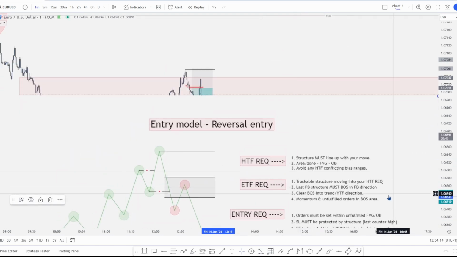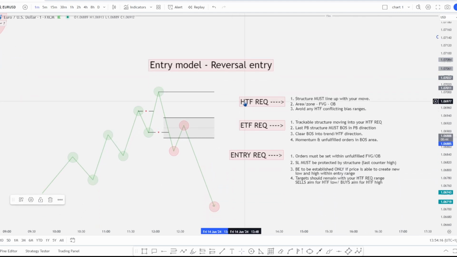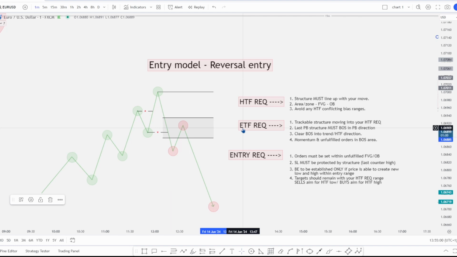To start things off, we have a higher time frame requirement, an entry time frame requirement, and then a requirement for the entry itself. There are only 2 time frames required for this: your higher time frame, and your entry time frame, and again, it's down to you what you prefer. Personally, I've been using the 15 and the 1 minute because this allows me to find maybe 3 to 4 ranges per day, and up to 3 of those ranges will give an entry that may work.